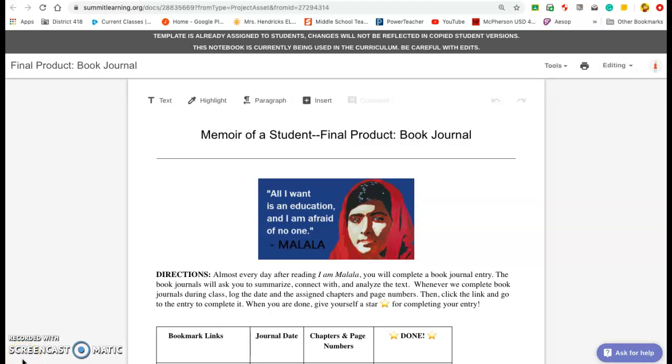Happy Sunday, sixth graders. I was looking through book journals, which is checkpoint 3 for your current project. And I've got quite a few of you that have not completed what you are supposed to at this point. So here's a quick overview.